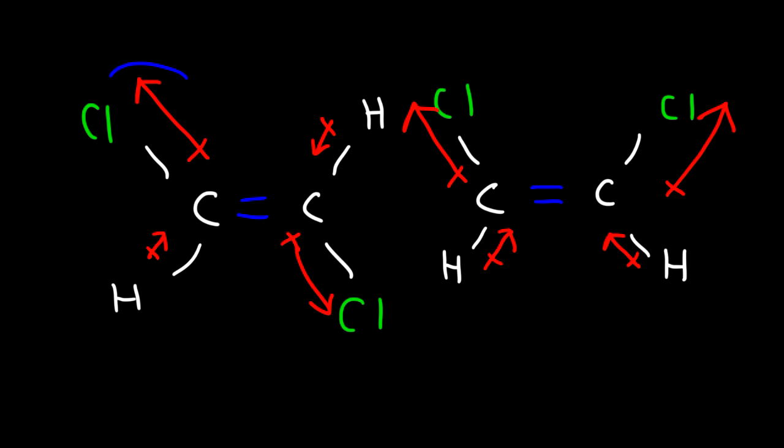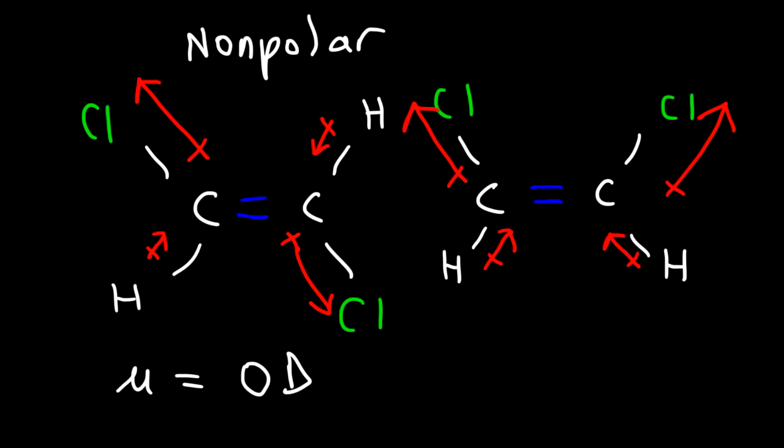So if we look at these two arrows, notice that they're completely opposite to each other. They cancel out. And if you look at these two arrows, they also cancel out. So therefore, we could say that the molecule on the left has a dipole moment of 0. So it's a nonpolar molecule. Now what about the molecule on the right side?